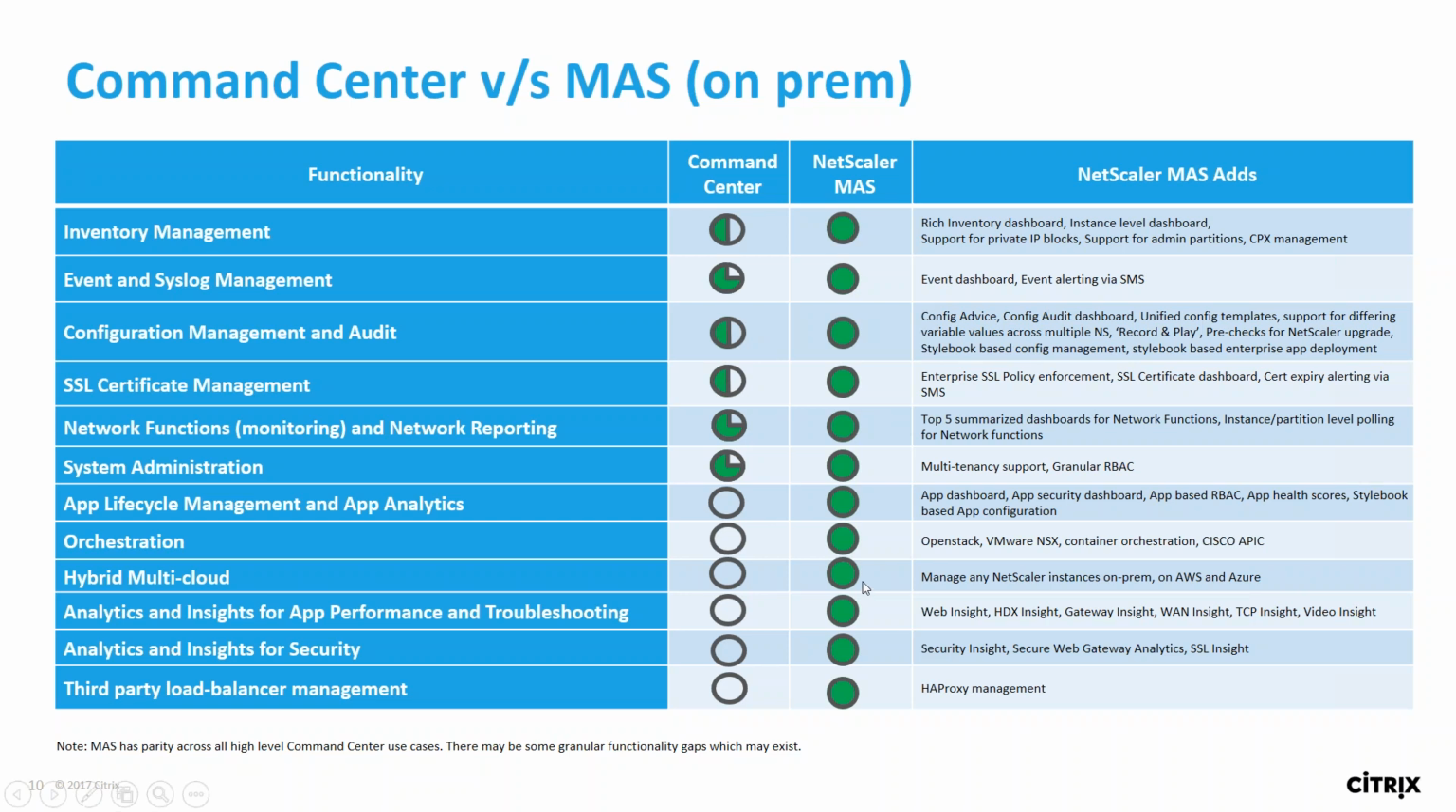And lastly, support for third-party load balancer management. It's there in MAS, which was not there in Command Center. Currently, under this category, we support HA proxy management. So with this, as you see, MAS has parity across all high-level Command Center use cases. And not only that, it goes a step above in most of the functionalities and provides you a lot more than what Command Center had. And quite a few features are completely new in MAS, which you would not have seen in Command Center at all.